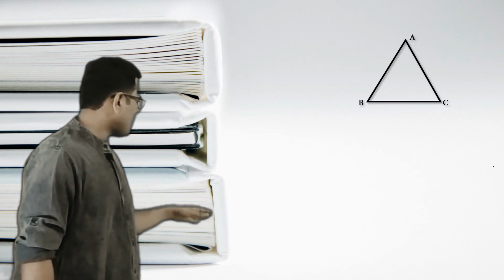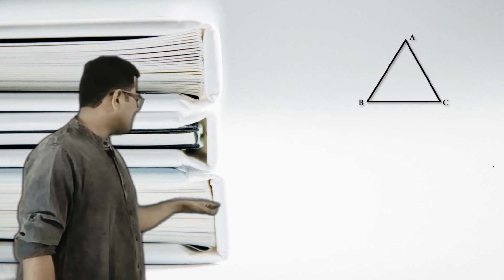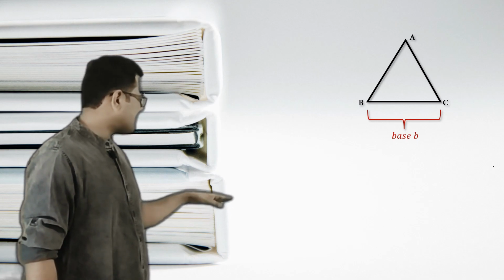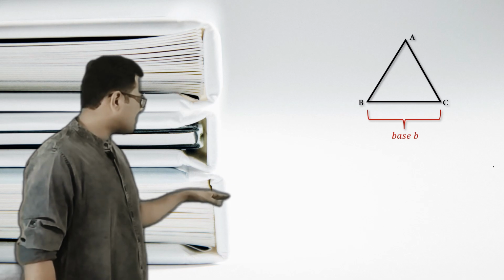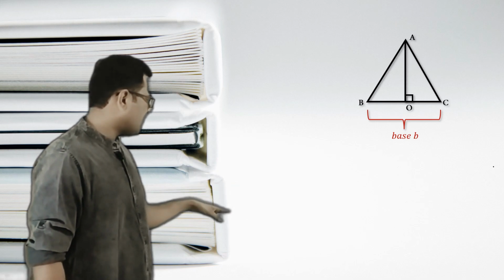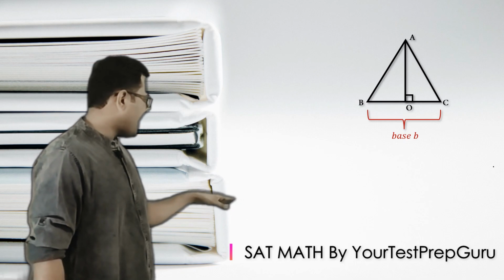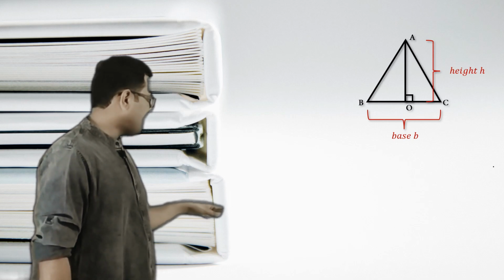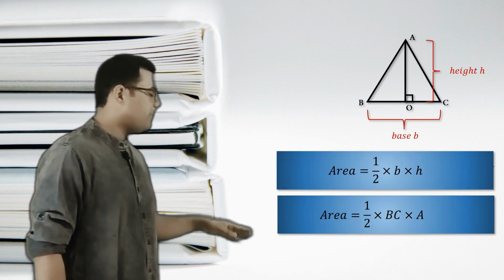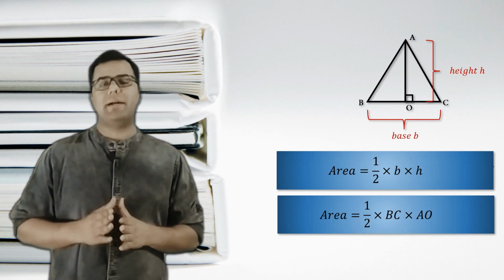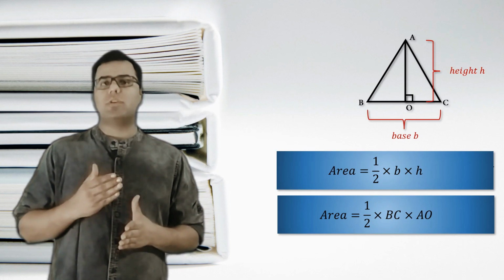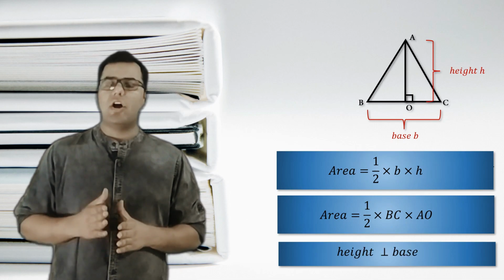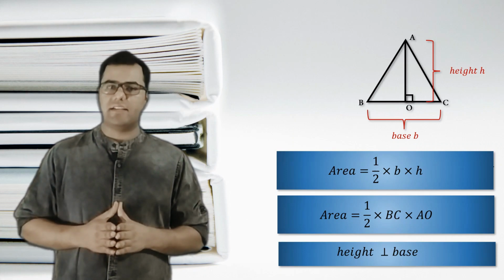For example, in this triangle, I'm taking line BC as base B, and then from the opposite vertex to this base, that is A, I'm dropping a perpendicular on the base B, and then I have this line AO. The length of this line AO is height H, and then the area shall be 1 by 2 into B by H, 1 by 2 into base multiplied by height. Remember that both base and height must be perpendicular to each other. The angle made by the lines of base and height is always 90 degrees.